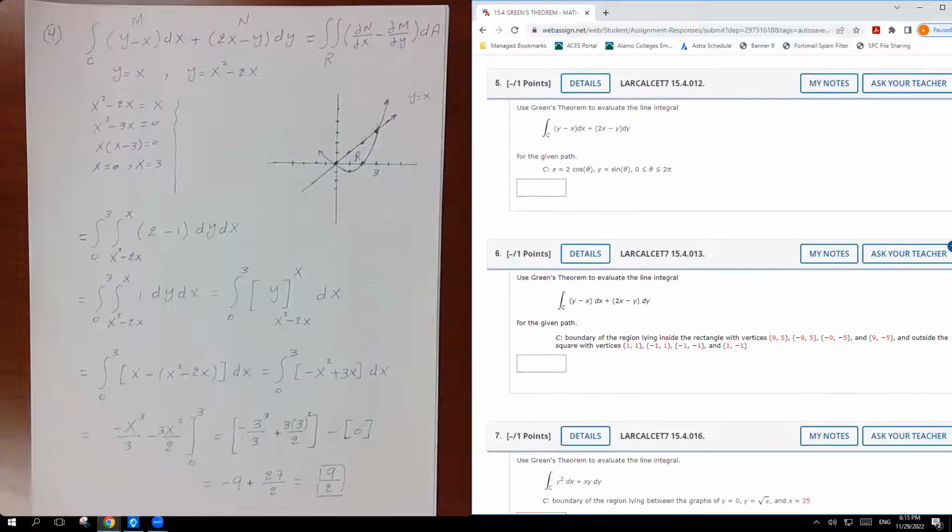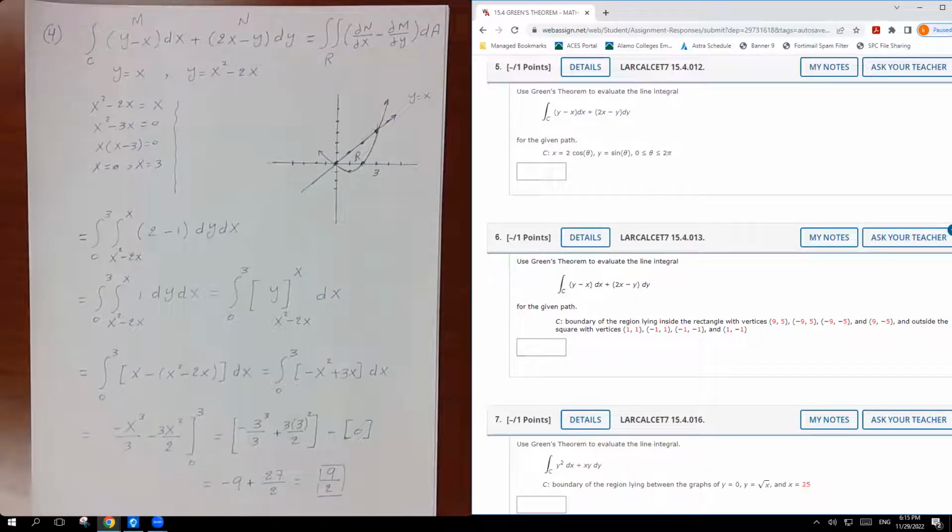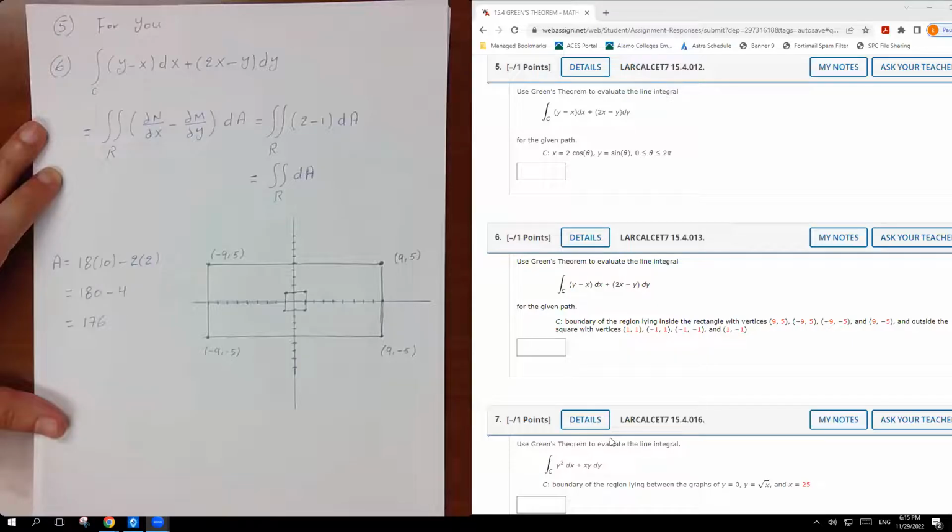For number 6, let's check number 6. Use Green's theorem to evaluate the integral. We have the boundary region that lies inside the rectangle with the vertices 9, 5, negative 9, 5, negative 9, negative 5, and 9, negative 5, and outside the square with the vertices. So here is the vertex for this square, which is inside.